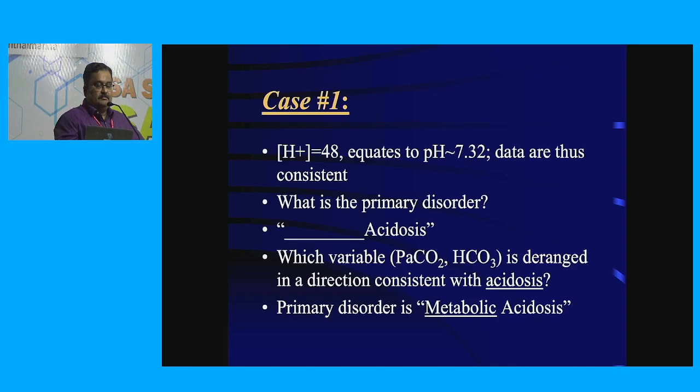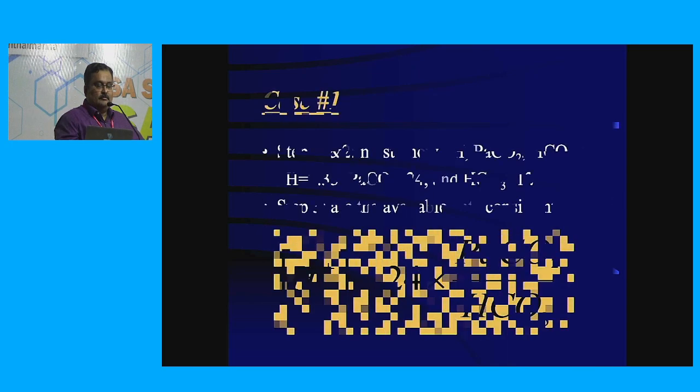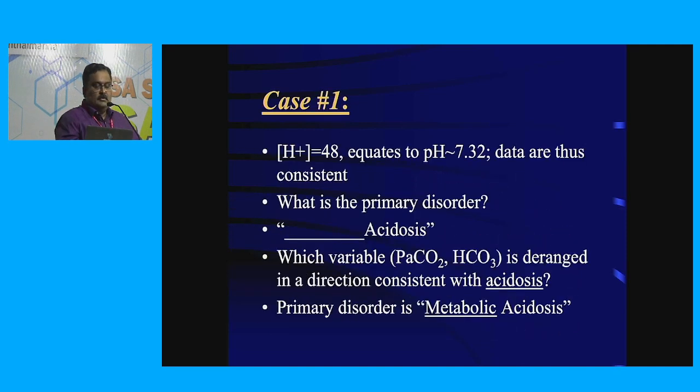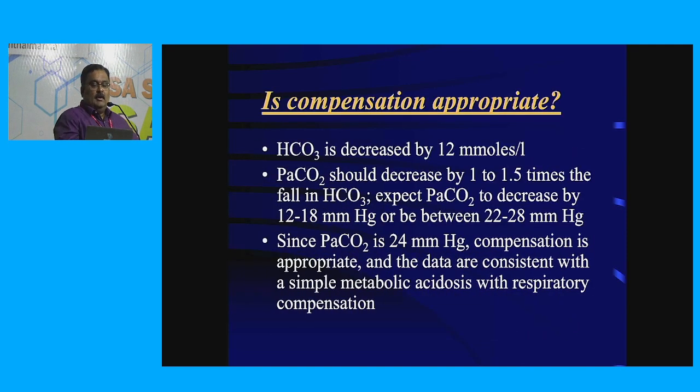Okay, so 1.5 into 12 plus 8 plus or minus 2. Okay, good. So it will give 18, sir. Since PaCO2 is 24, compensation is appropriate. Correct? So you have found out the PaCO2.